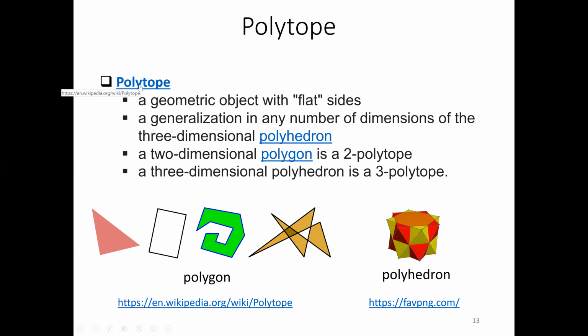And for two dimensions, we call it a polygon. There are examples of polygons here. You can see a triangle, a rectangle, a very weird shape, something like this. And here is a three-dimensional polytope, a polyhedron.